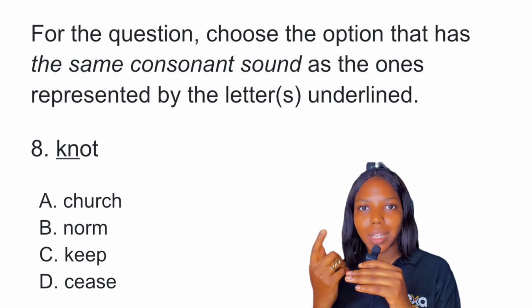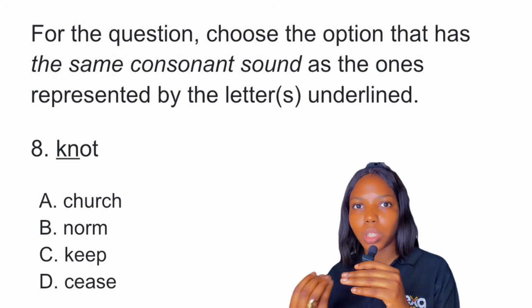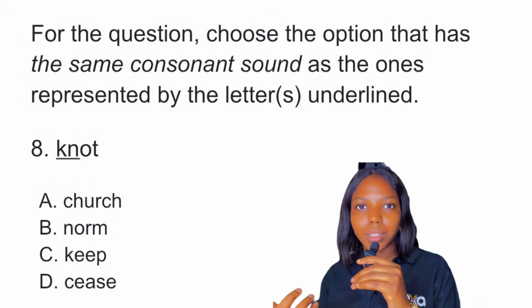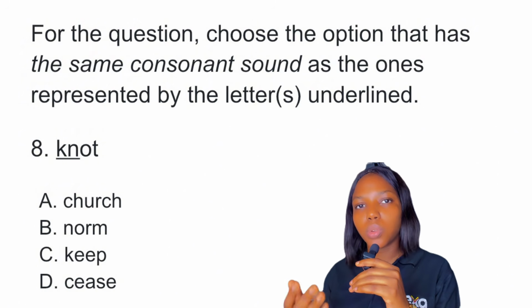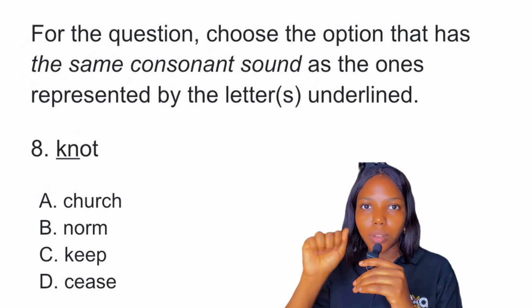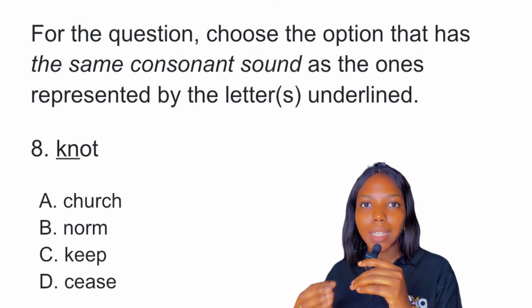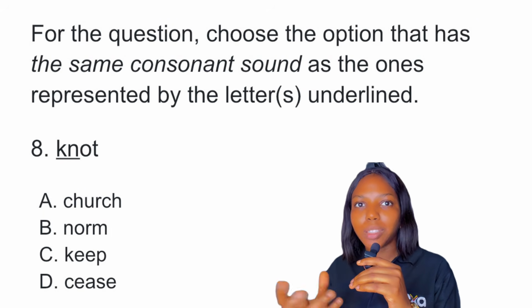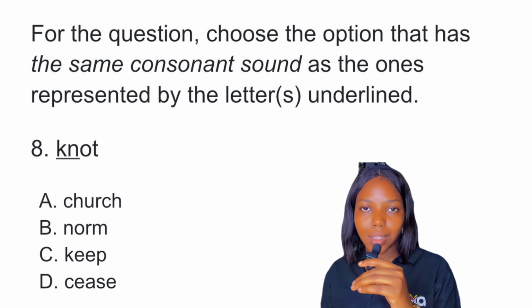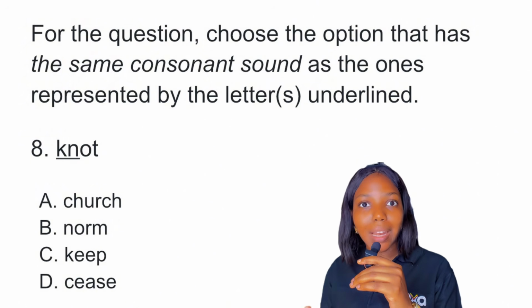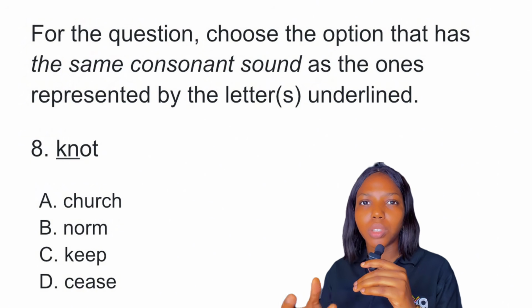Okay, for example, letter K in some words is not pronounced. Example, knot, K-N-O-T. Okay, we have knee, we have knock, we have knife. Letter K is silent. We have silent B in the word debt. Okay, in the word comb, lamb. Okay, so you need to know the silent letters.